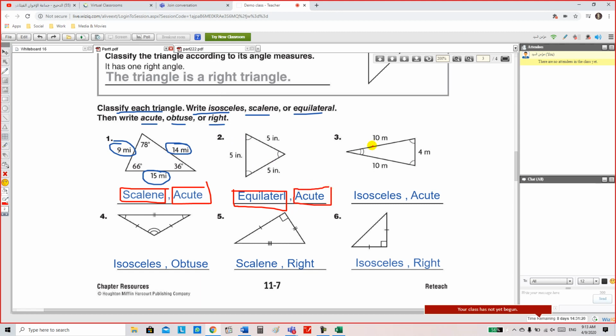The next one, we have an isosceles triangle because we have two sides equal to each other, so it will be an isosceles triangle. And all angles are acute, less than 90 degrees.